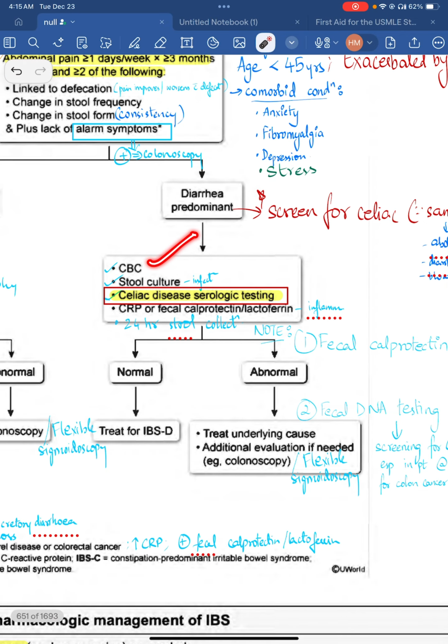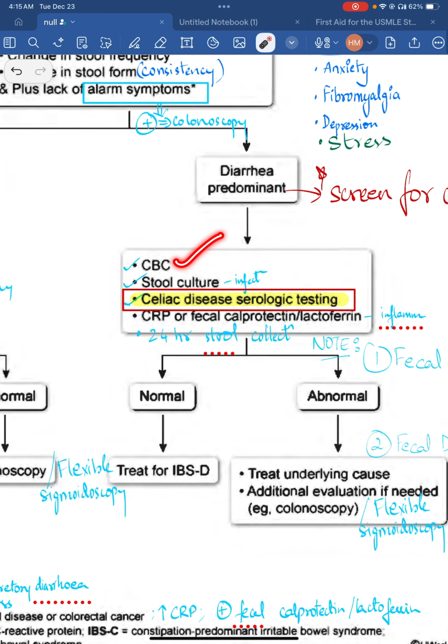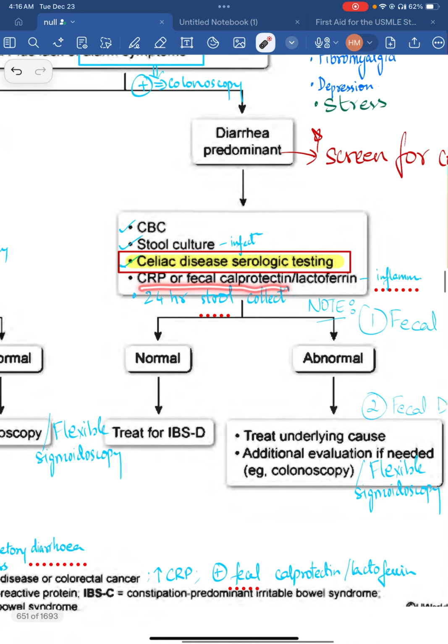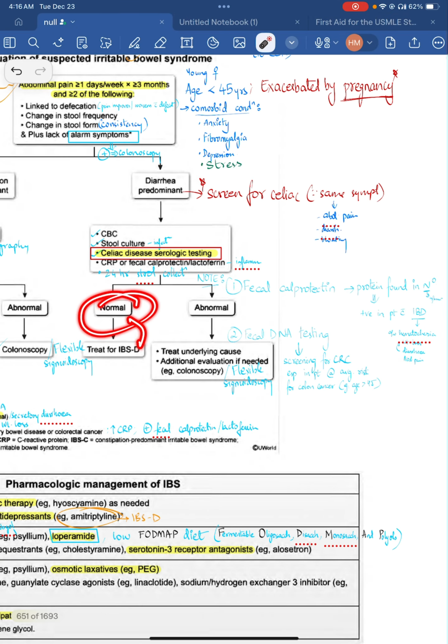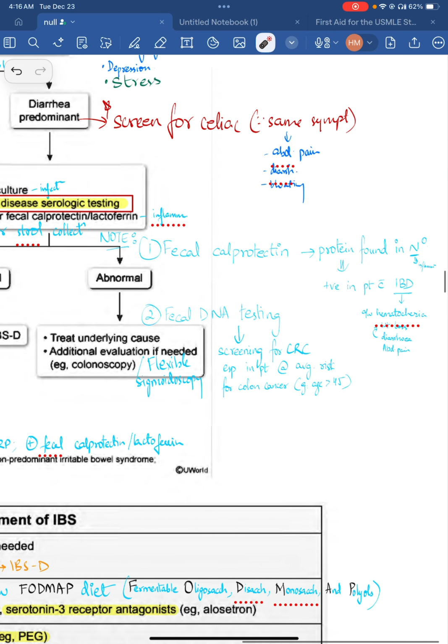You need to do CBC because we need to check if there is any anemia, iron deficiency anemia. You need to do stool culture for infection. You need to check for celiac disease. You need to do CRP or fecal calprotectin to check for IBD, right? CRP and fecal calprotectin are inflammatory markers. Then you need to go for 24-hour stool collection. If this comes back normal, treat for IBS. If it comes back abnormal, then you need to treat the underlying cause and do additional evaluation, that is colonoscopy or flexible sigmoidoscopy, and if possible, biopsy should be done. So I have written a small note over here.